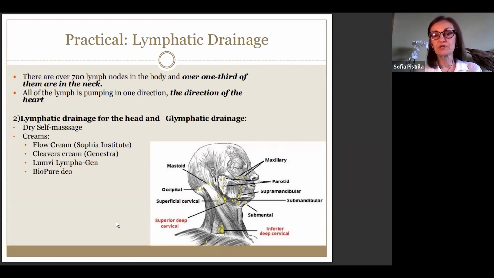I'm just going to show you some practical lymphatic drainage of the neck that drains not only the neck. Remember, 1/3 of these 700 lymph nodes are in the neck, and it drains also the lymphatics from the brain. So you can do it as a dry self-massage, and I'm going to put my hair up now, or use some creams.